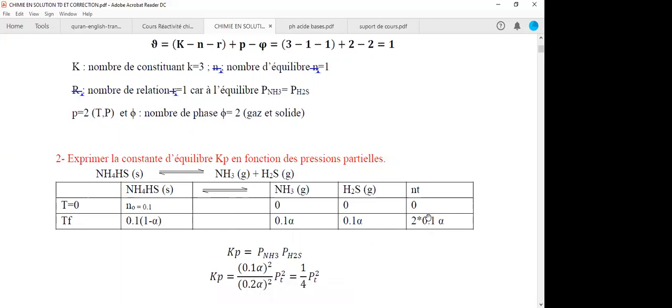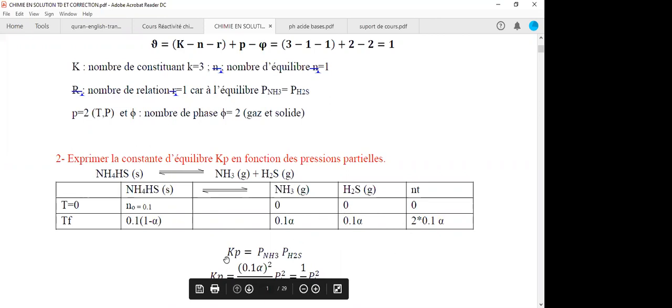So in total, we've got 0.1 moles of the gas alpha times 0.1, or rather 0.1 alpha plus 0.1 alpha here. That's why we have 2 times 0.1 alpha. We add this one and this one. We don't add the solid because we're dealing with pressure, and the solid doesn't exert any pressure in this container. It is only the gases which are characterized by pressure.